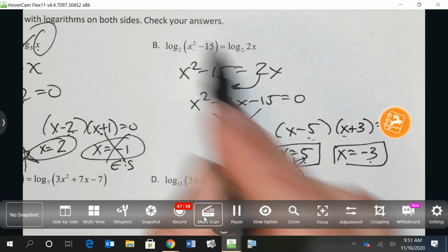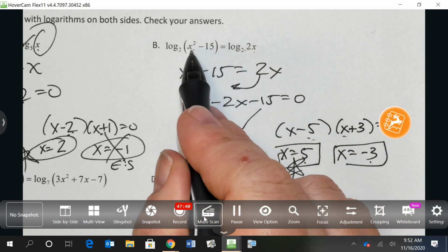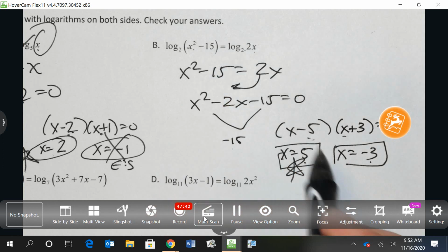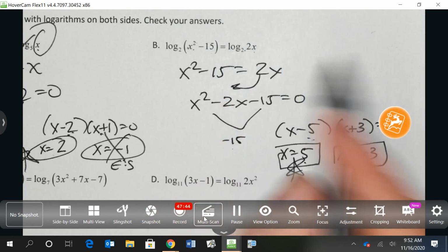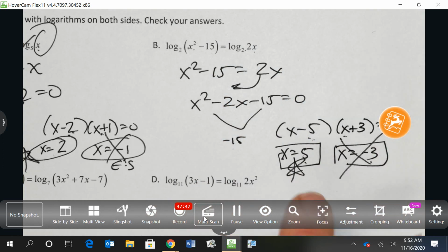Negative 3 squared is 9. 9 minus 15 is a negative number. Just like 2 times negative 3 is negative. Can't have a negative behind it. The correct answer is 5. Negative 3 is an extraneous solution.